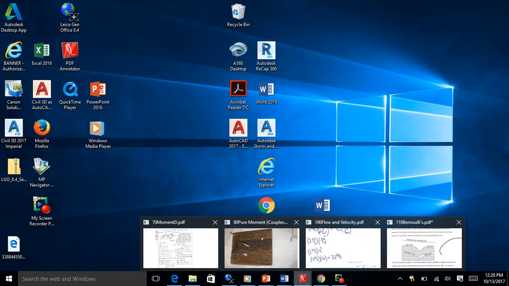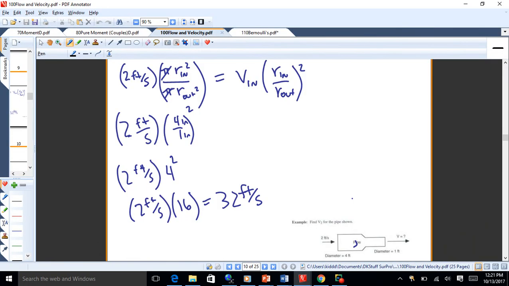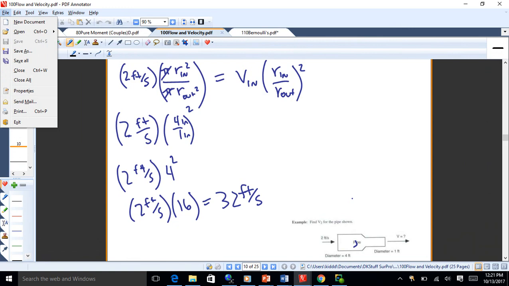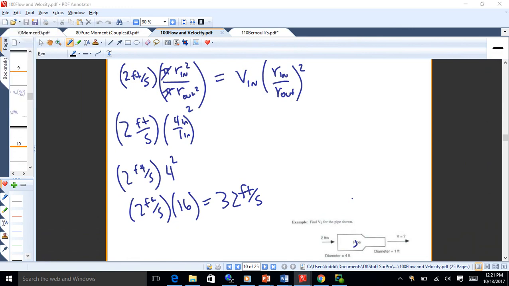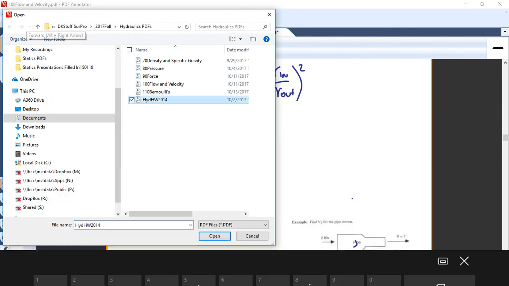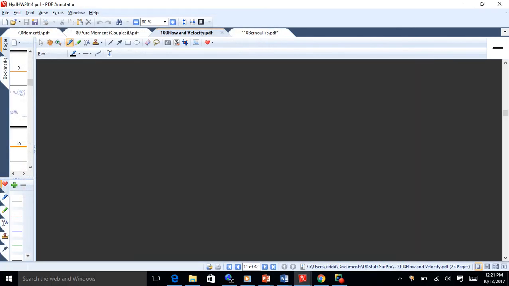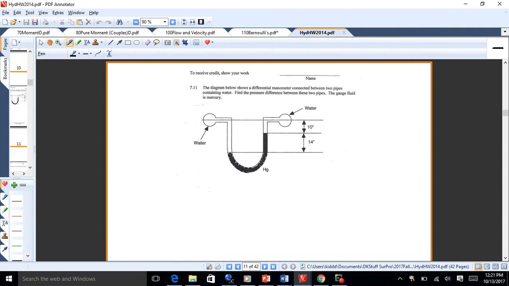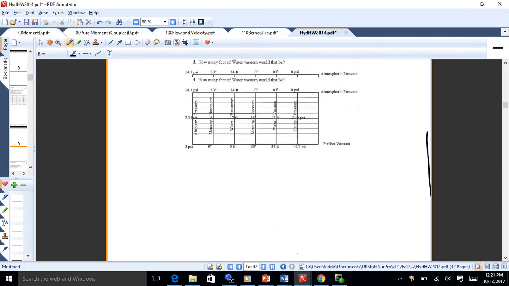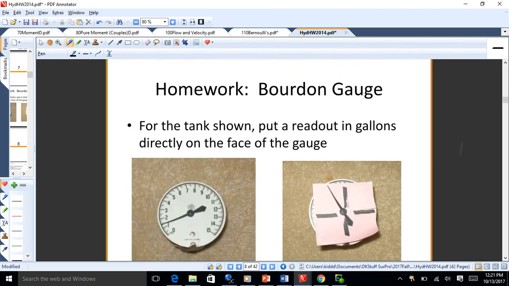Okay, so we'll look at some homework here. First we'll look at an old one, that gauge problem, converting a pressure gauge into a volume gauge for a tank is what we'll look at here. And that's a pressure type problem here, I think. I think it's in here somewhere. That looks like it. Okay.